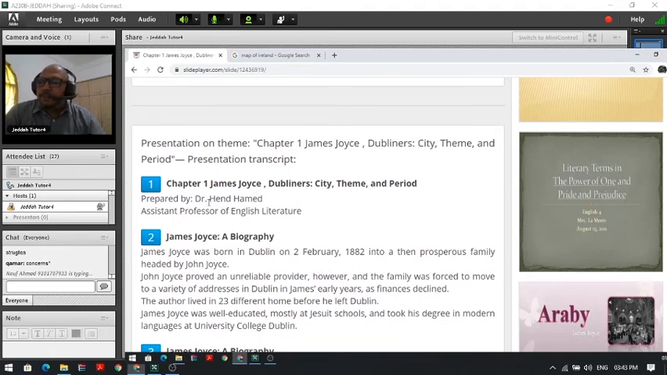So chapter 1, James Joyce, Dubliners, city, theme, and period. This is what we're handling or addressing today. We're talking about James Joyce, the author. We're talking about Dubliners, the book of short stories that we're handling. We're going to talk about the city of Dublin, and we're going to talk about the Dubliners short stories as city texts, and we're going to unpack the concept, talk about themes, and also the period.